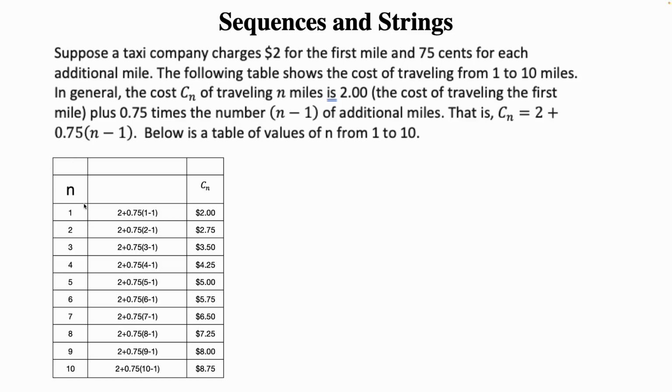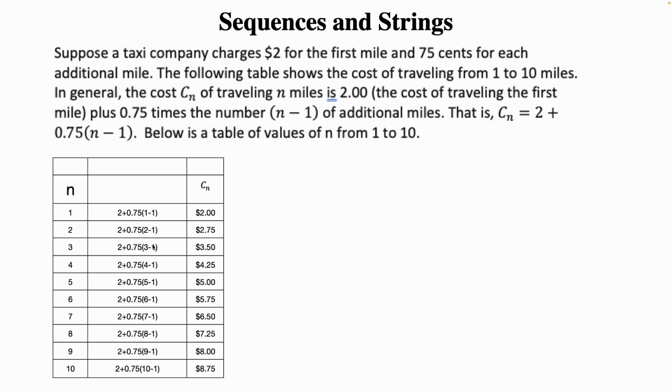So notice n here is the number of miles. Applying the formula, Cn equals 2 plus 0.75(n minus 1). So when n is 1, n minus 1 is 1 minus 1, which is 0. So the first mile is $2. When n is 2, you have 2 plus 75 cents, or 0.75, times 2 minus 1, which is 1. So you get 2 plus 0.75, or 2.75.